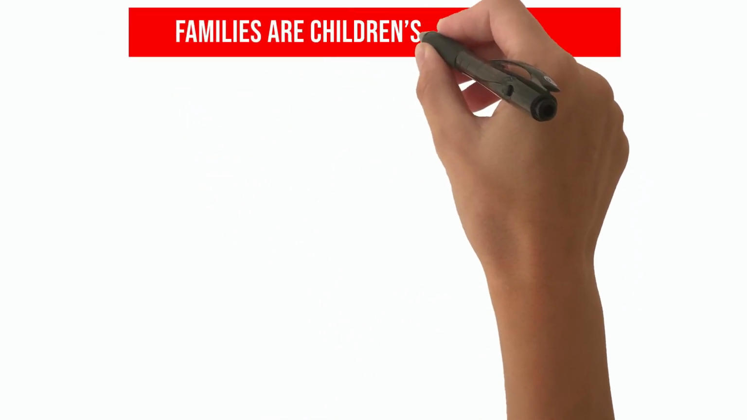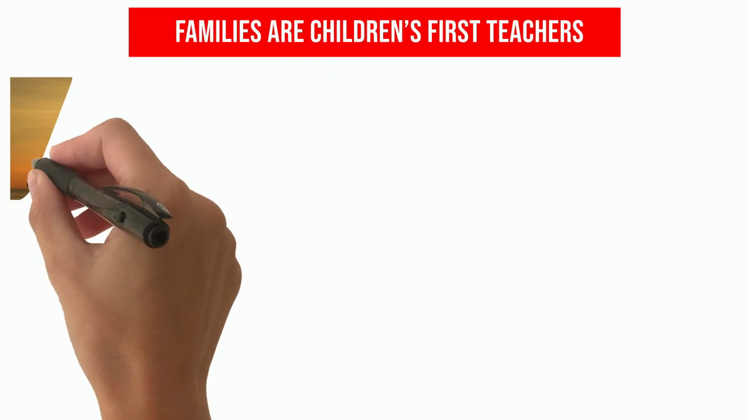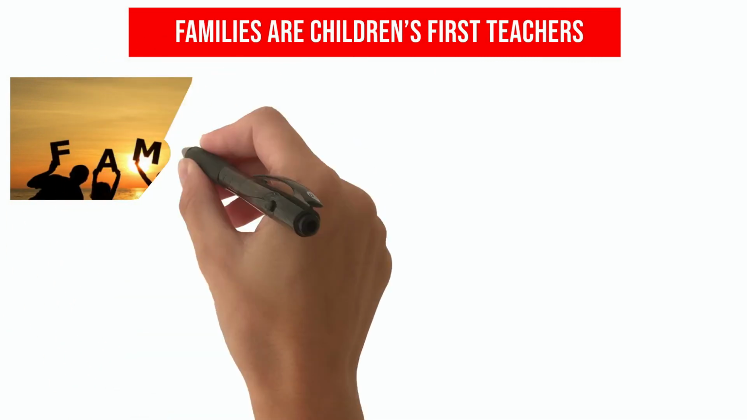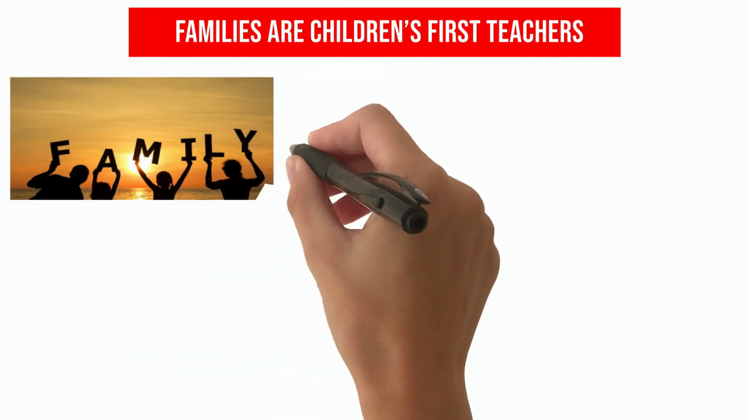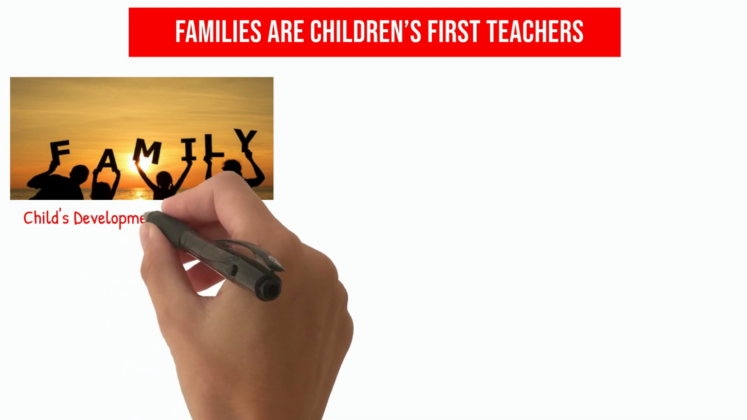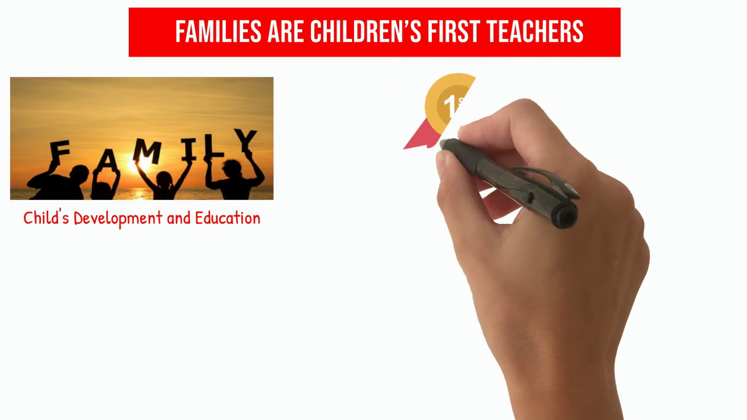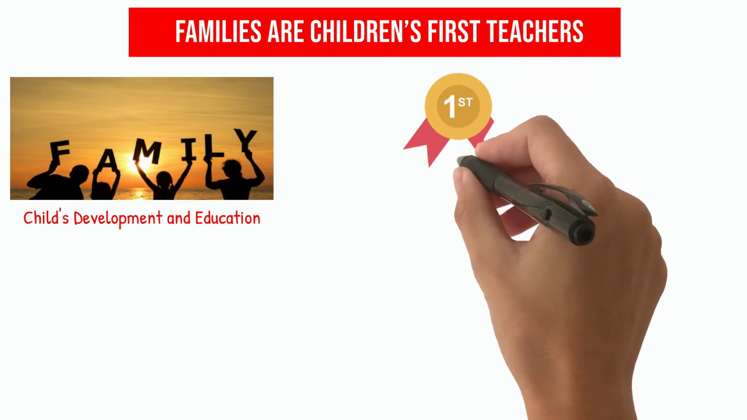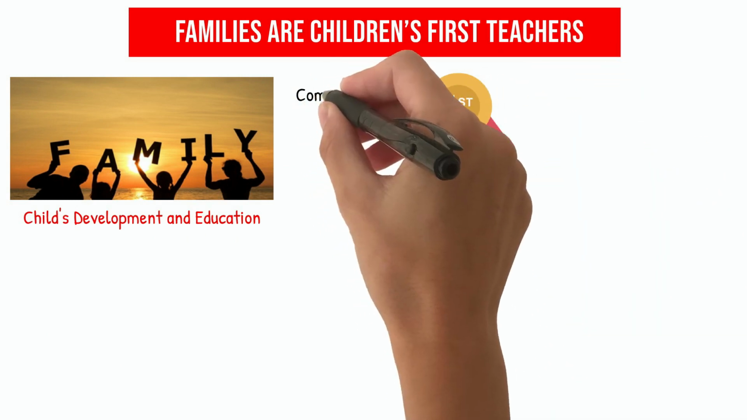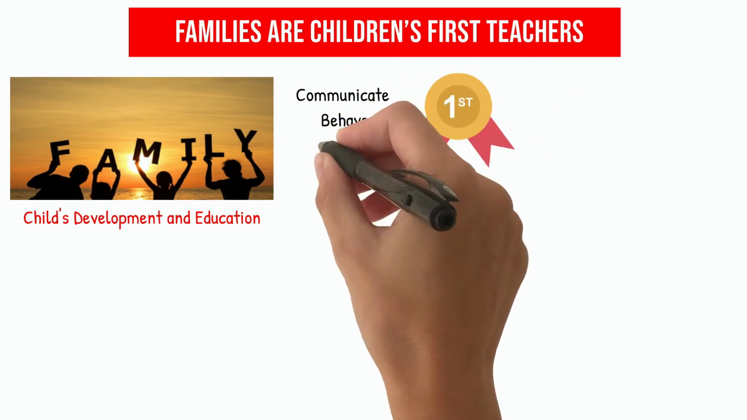Families are children's first teachers. Families play a very important role in a child's life. They have the greatest influence on a child's development and are also an important element of children's education. This is because families are usually the first people that children interact with. They learn how to communicate, behave, and think from their families.